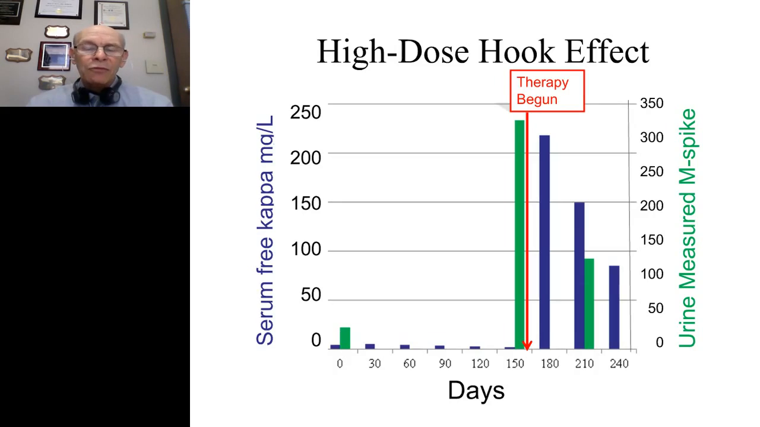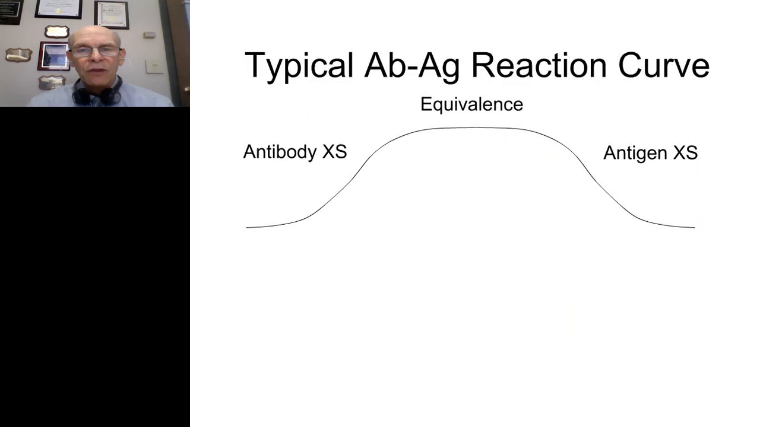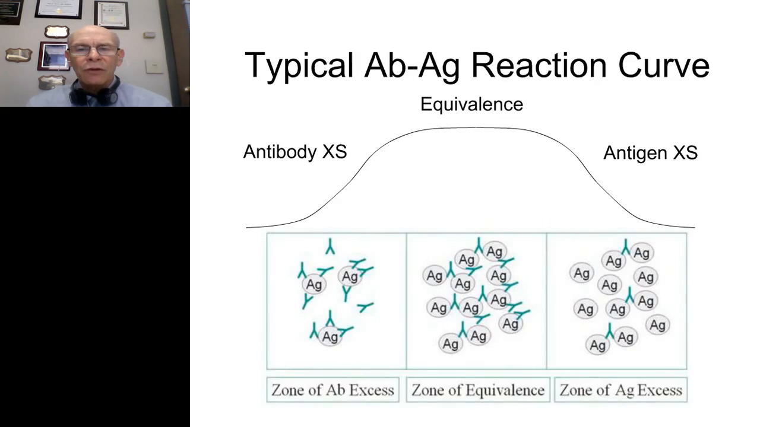How can it be? It's supposed to go down. That's because there was actually a large amount of it present before therapy, but we couldn't see it because of the antigen excess effect. So what is that? Well, let's take a second to review the typical antibody-antigen reaction curve. If you look at precipitation, and that's what we're really looking at with nephelometry, when there's antigen excess or antibody excess, you don't get optimum precipitation. You get optimum precipitation in the equivalence region.